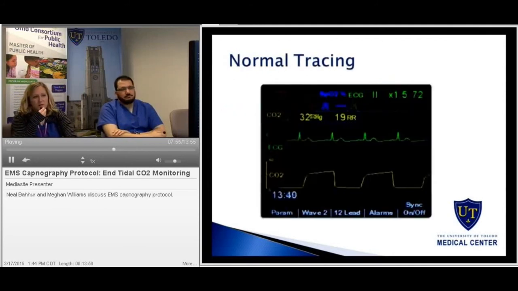This is a picture of normal tracing. We talked before about the normal values being between 35 and 45, and if you look down at the bottom where the yellow CO2 marker is, you can see those waveforms are nice and normal. The increase and decrease are all in the nice normal range of 35 to 45. So that's what you want to see when you hook up the end-tidal CO2.